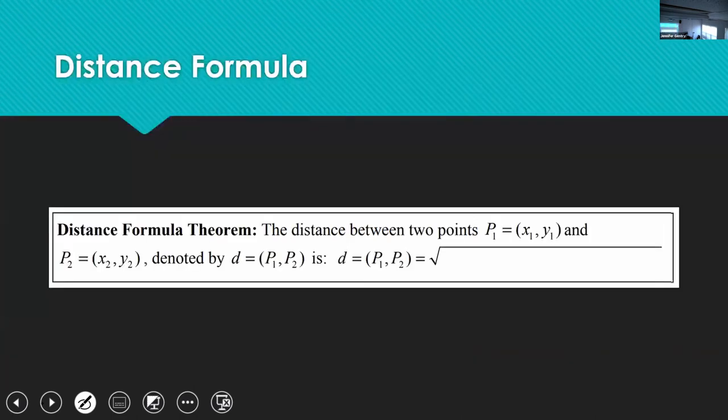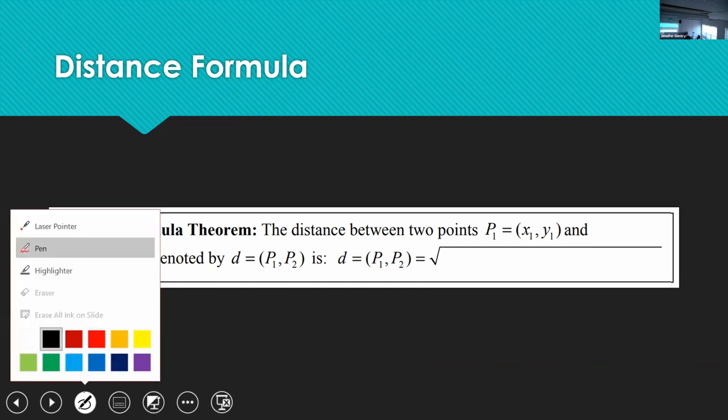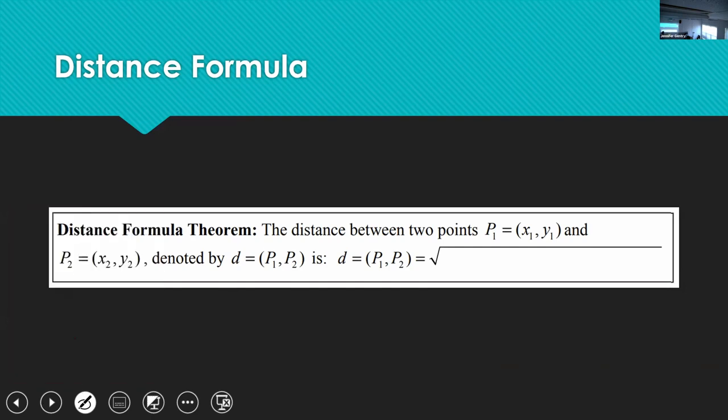Top of page 2. The distance formula. Remember I said we're going to do it graphically so you can see where it comes from, and then we're going to do the equation. Here's my equation. I've got 2 points. I call them P1, P2, X1, Y1, X2, Y2. Any 2 points, doesn't matter, right? The distance is going to be the square root of what? X1 minus X2, squared, plus.